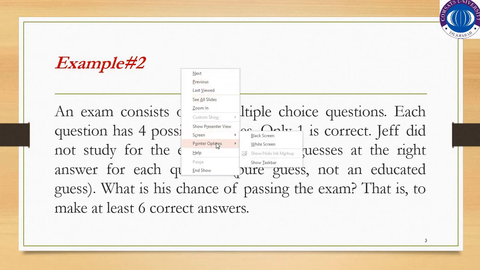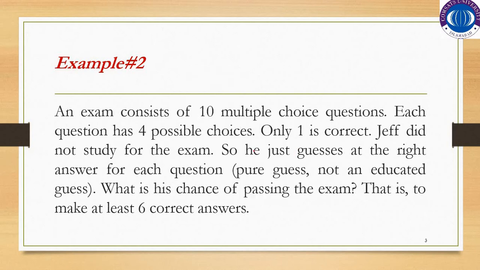If you concentrate on the scenario, it is saying, what is the chance of passing the exam? He will pass the exam on the basis of at least 6 correct answers. So whenever he marks the correct answer, it would be the success, and whenever he marks the wrong answer, it would be the failure. So our success is marking the correct answer in 4 possible choices.